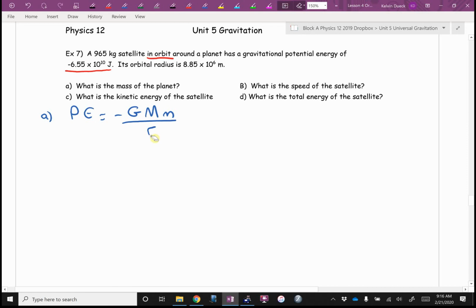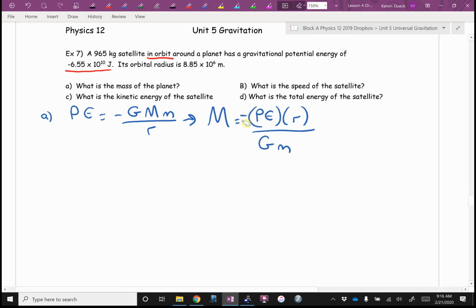How will I move the R to this side? Yep. And how will I move the big G, the little m, and the negative? Divide. I think we're going to get this. Apparently, the mass of the planet is going to be the potential energy times R divided by big G, little m, and there's a negative kicking around somewhere. I'll tuck it in the front.